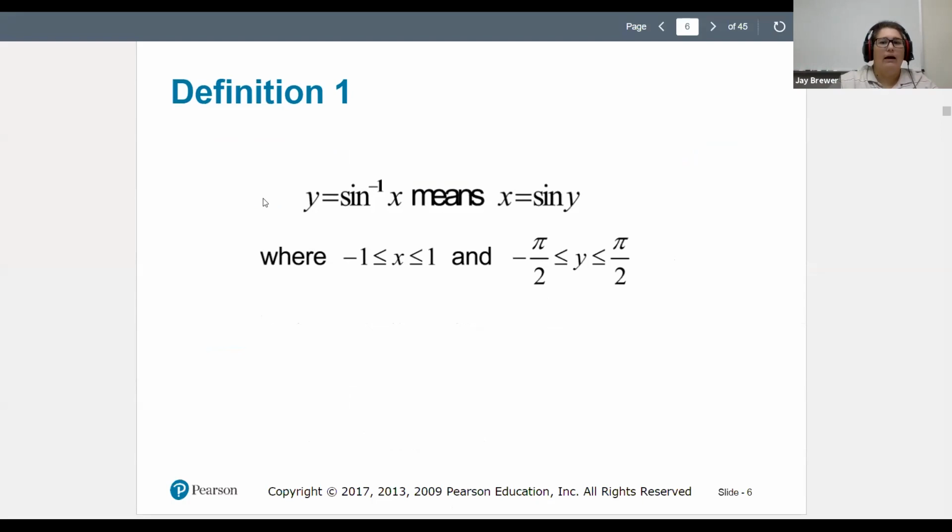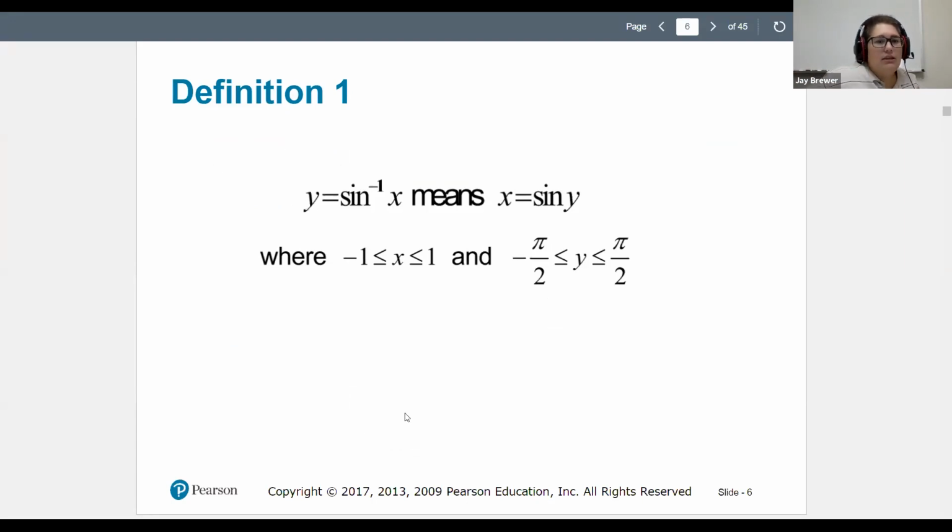Now you're allowed to move that chunk, but for conventional purposes, we typically only look between negative pi over 2 and pi over 2 because it's such a repetitive function. We don't actually have to look anywhere else. We can just leave it at that simple area.